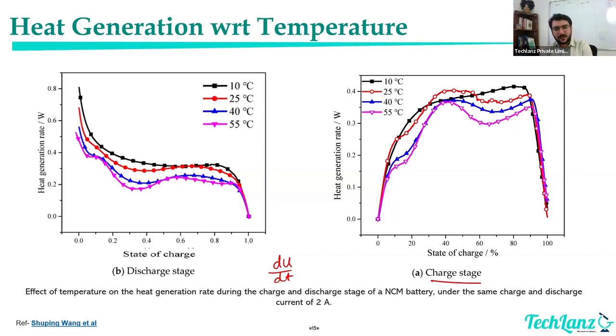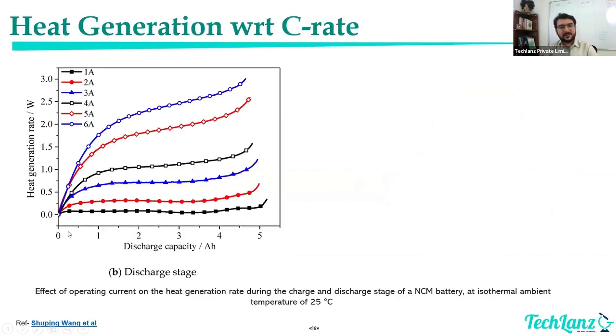Similarly, the heat generation also depends on your current rating. Now, you know that it's I square R losses, right? So even if the resistance remains the same, when your current goes up, it becomes I square R. The same is shown over here. When the current to the battery goes up, I square R losses go up, and that's why you see very high heat generation in the battery pack.